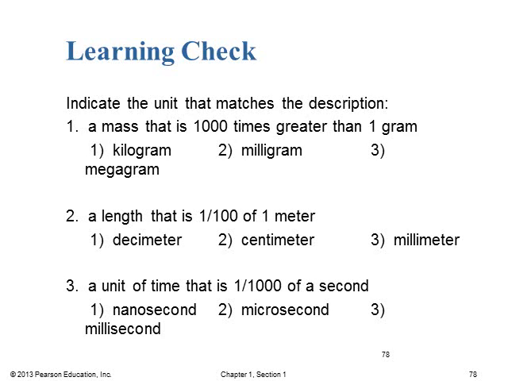In this learning check, we are asked to indicate the unit that matches the description. Number 1, a mass that is 1,000 times greater than 1 gram. If it's bigger, it's going to be 1 kilogram, since 1,000 times greater than 1 gram is 1,000 grams, which is a kilogram. In number 2, we have a length that's 1/100th of a meter. Using the previous table, 1/100th is symbolized as centi.